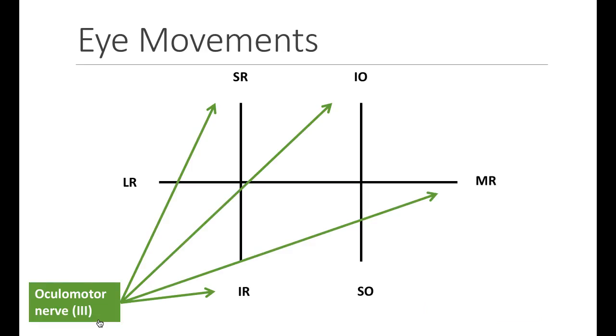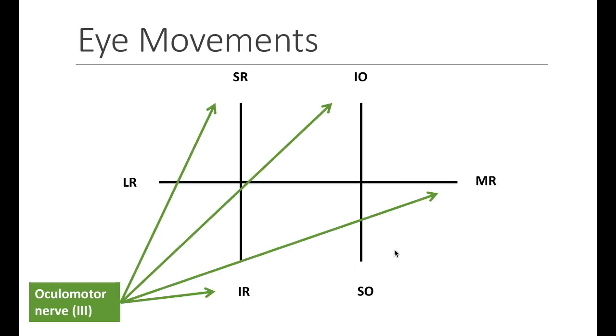The source of this lesion is a third nerve lesion. The oculomotor nerve, or the third nerve, supplies the superior rectus, the inferior oblique, the inferior rectus, and the medial rectus. So when there is dysfunction of the third nerve, there is limitation of elevation, depression, and adduction in particular.